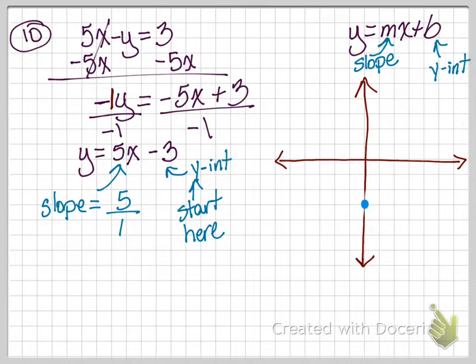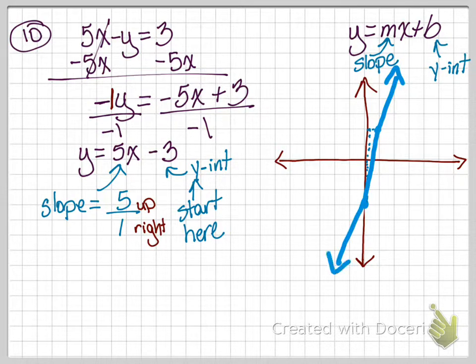Now my slope, this means I go up 5 and I go to the right 1. Because they are positive, I'm going to have a positive slope. So I'm going to go 1, 2, 3, 4, 5, and I'm going to go over 1. So this is what my line looks like. I did not mean to do it with that marker, but that works. Okay?